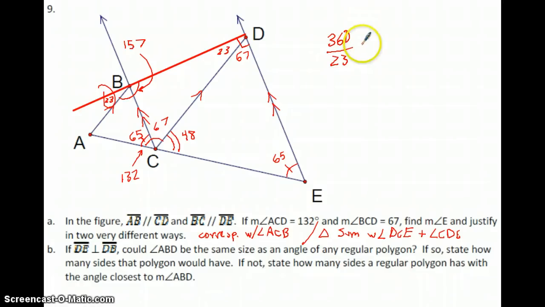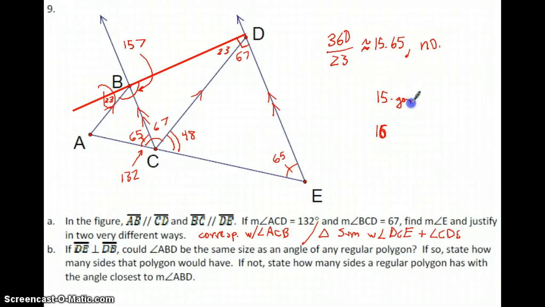That's approximately equal to 15.65, which is not an integer. So we're going to say no. If not, say how many sides a regular polygon has with the angle closest to this. Well, 15.65 doesn't work. It's between 15 and 16.